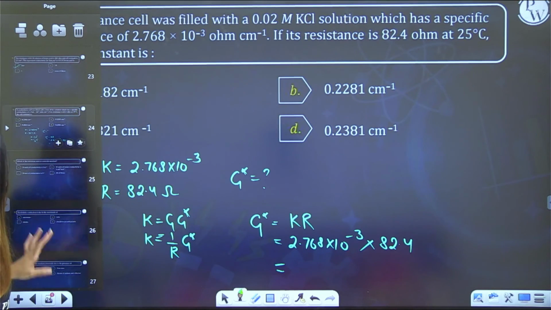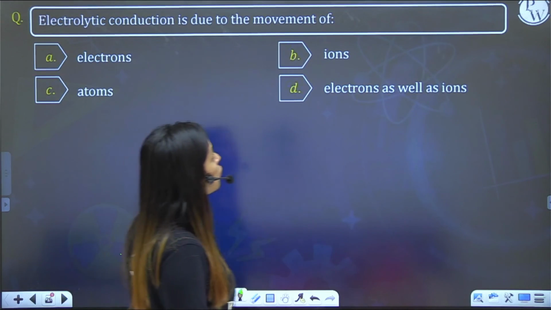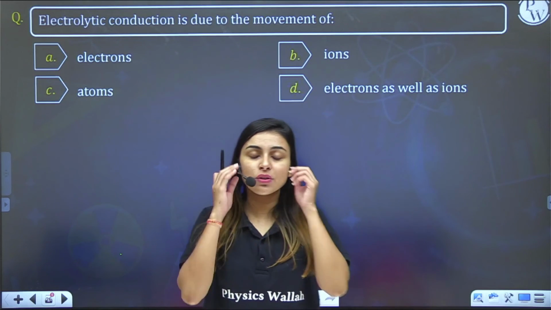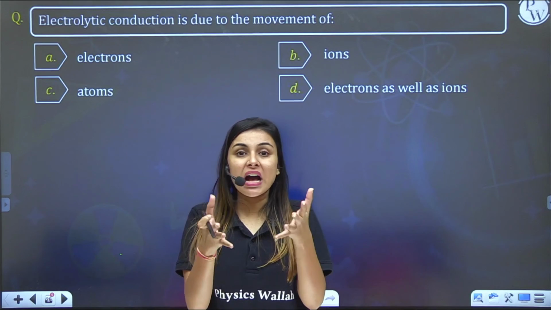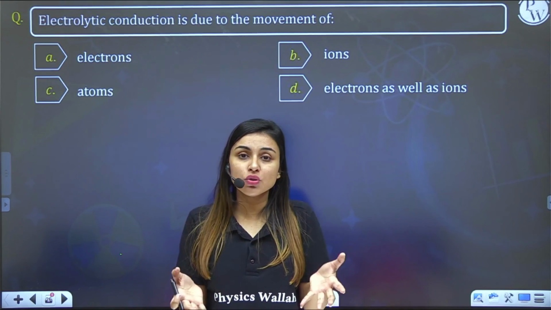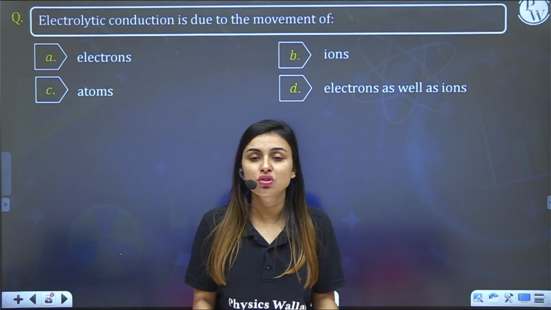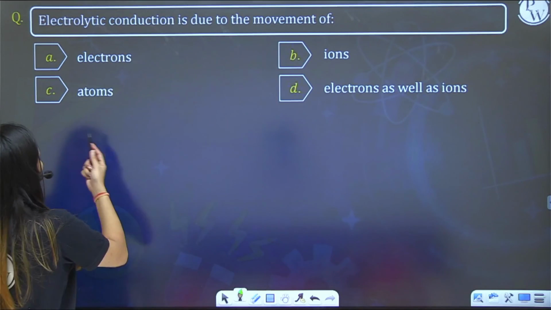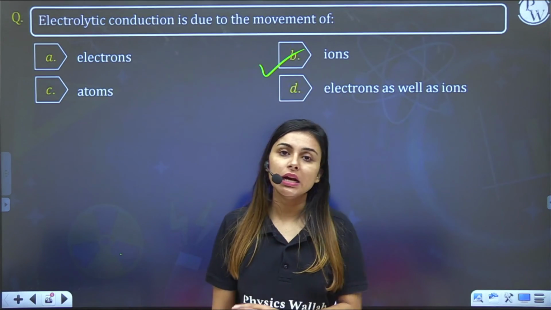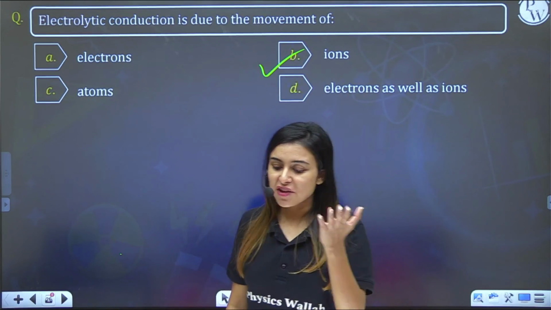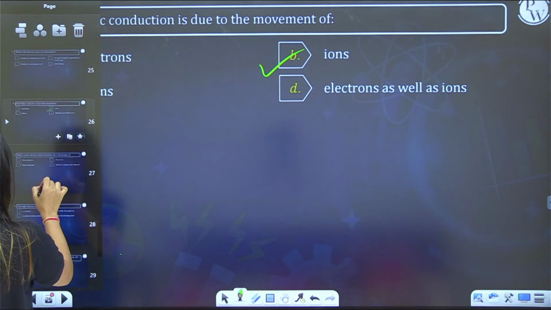The question says that electrolytic conductance is due to the movement of. How do electrolytes conduct? See, electrolytes have ions and they conduct in the solution. And how do they conduct in the solution? Through ions, not electrons. So, through free ions. Do we have ions option? Yes, so option B is your correct answer. I hope you're clear with this. Very good, my dear students. Perfect. Let's move forward to the next question.